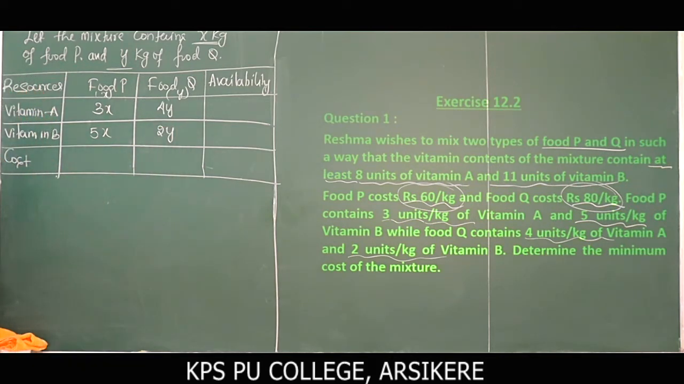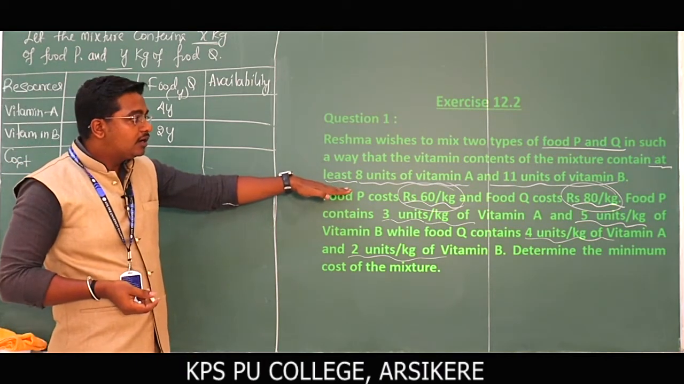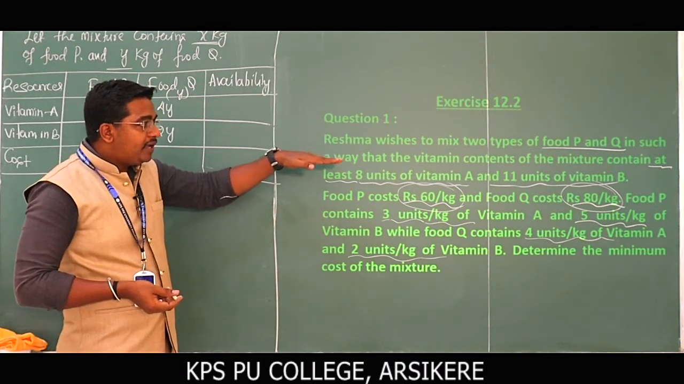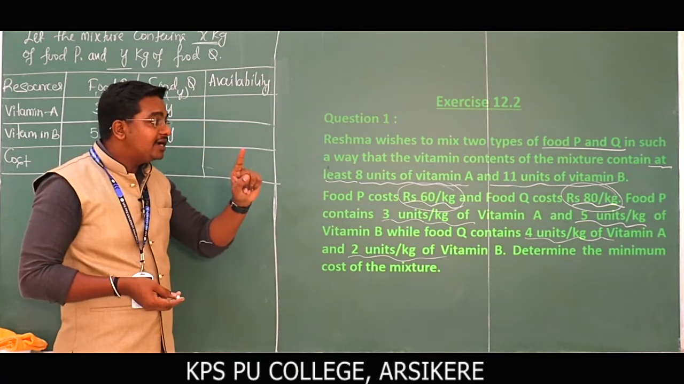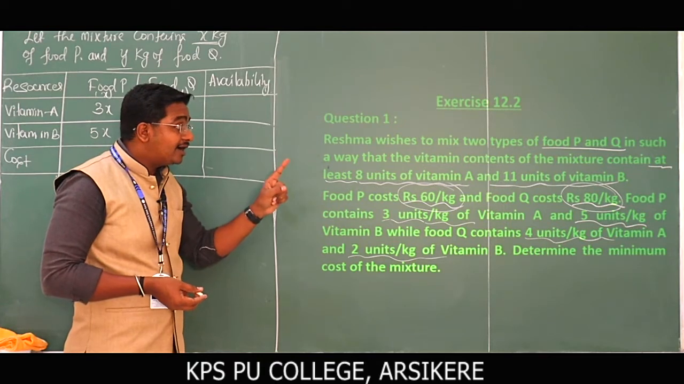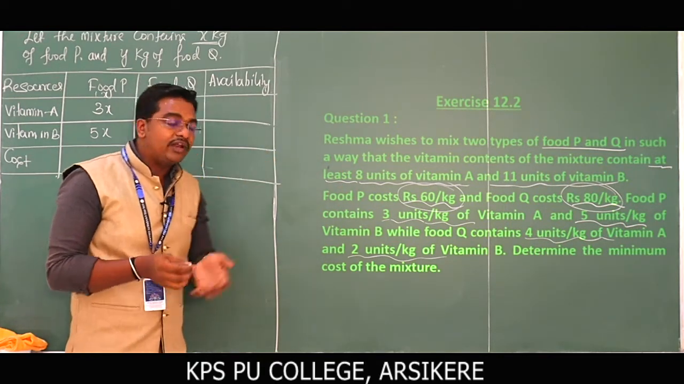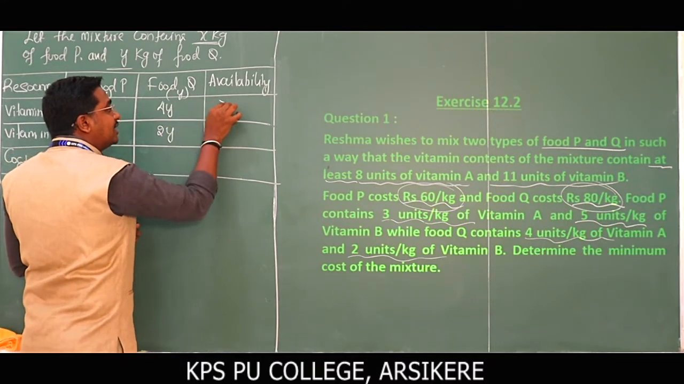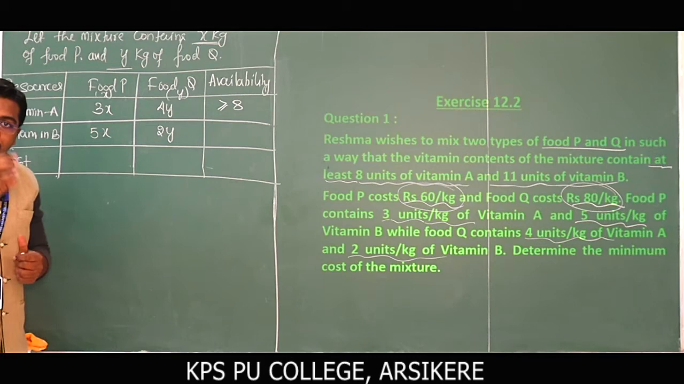Clear? So then come to the availability. What is the availability here? The food P and Q in such a way that the vitamin contents of the mixture contain at least 8 units. At least, this word is very important here. At least means greater than or equal to. At most means less than or equal to. So please remember the word here.